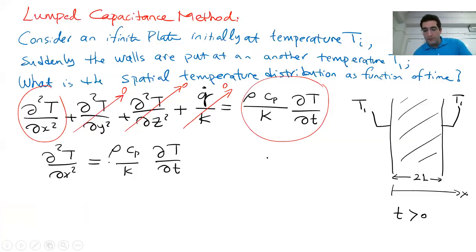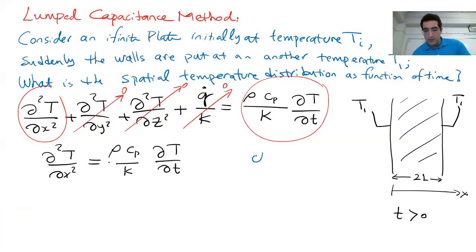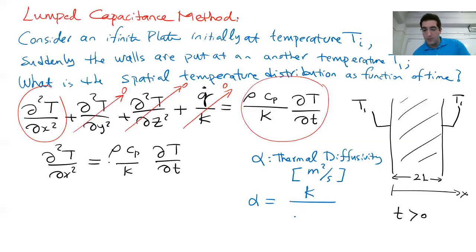Now, if you remember, we defined thermal diffusivity before. We called it alpha, thermal diffusivity, and the unit was meter square per second. And alpha was defined as K over rho Cp. K is thermal conductivity of the material, rho is the density, and Cp is the specific heat capacity.